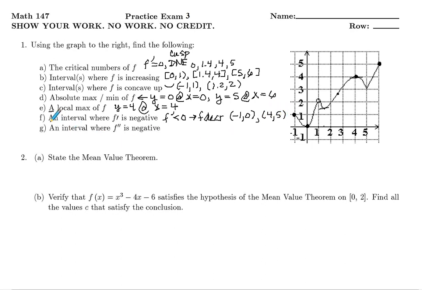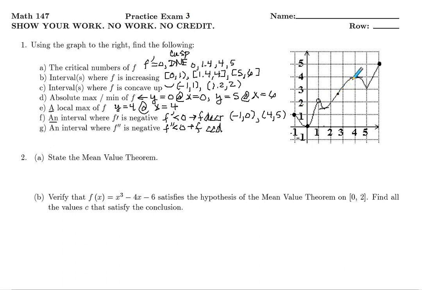Okay, and I'm just asking for an interval. You don't have to get all of them. An interval where f double prime is negative. Remember, f double prime less than 0 means that your graph f is concave down. Positive is concave up, negative is concave down.